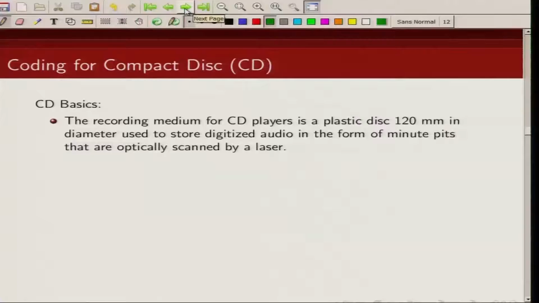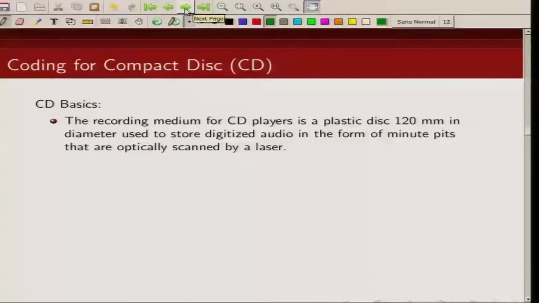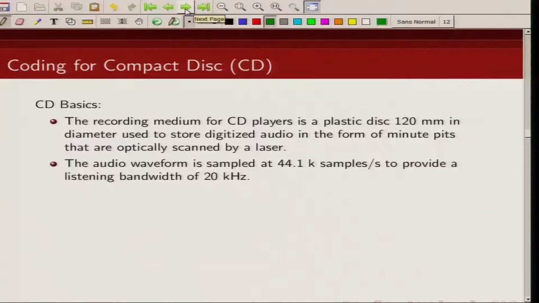Okay. Now, let us move to some other applications. We start with the application of error control coding in CDs. You are familiar with a CD disk. It is basically a plastic disk of 120 mm in diameter and it can be used for storing digital audio and video data. Now, the audio signal is sampled at 44.1 kilosamples per second and it provides a listening bandwidth of 20 kilohertz.